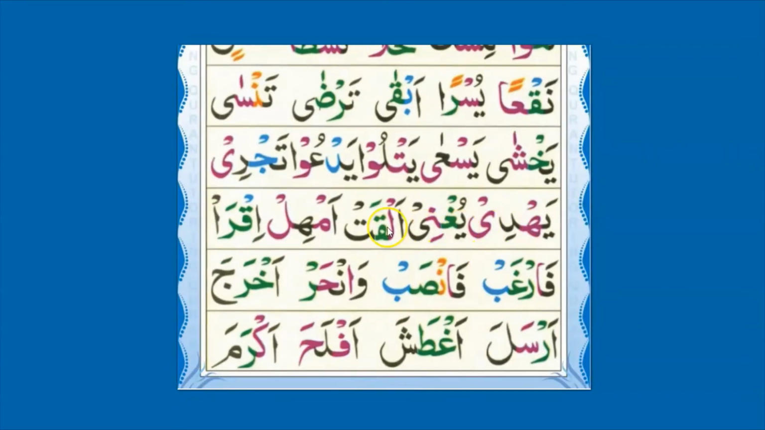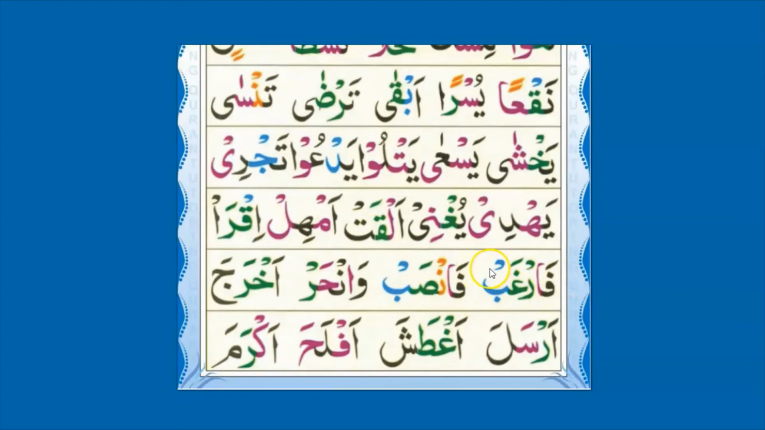يهدي, يغني, القط, أمهل, إقرأ. Here also the qaf is from the hurufi qalqala. So it's the same way, we have to do qalqala here, like iqra. We can also just simply read it like iqra, no problem at all. But when you do the qalqala, it's like you're beautifying the recitation of the Quran.